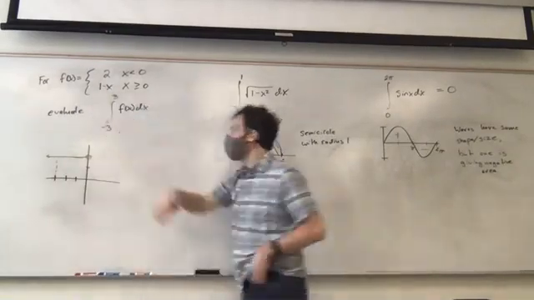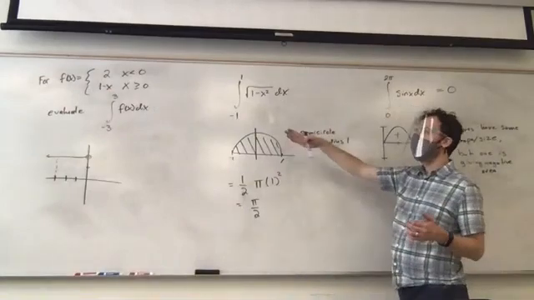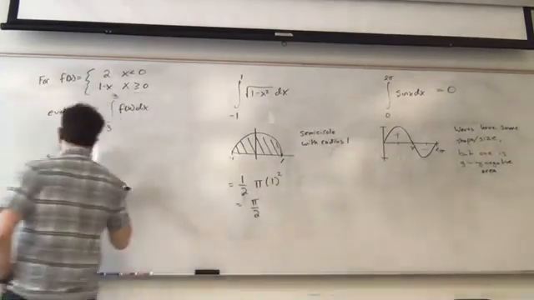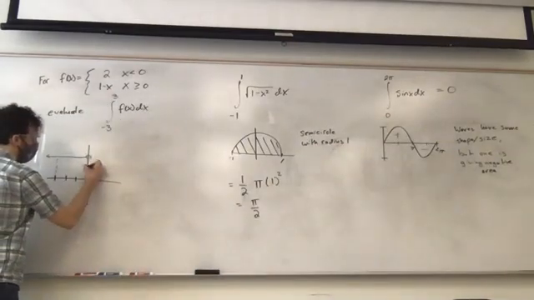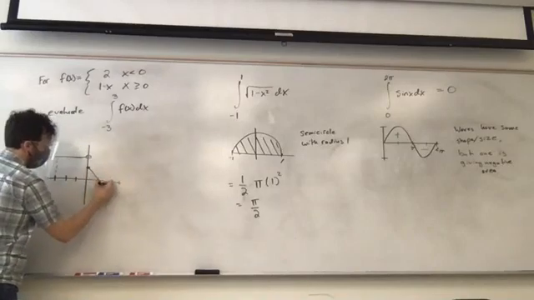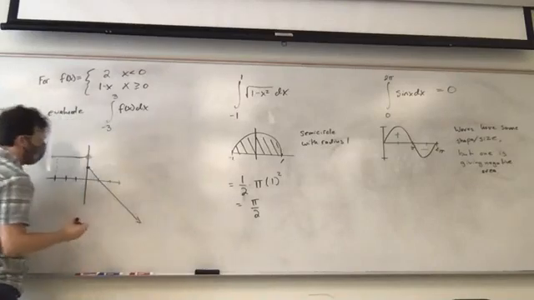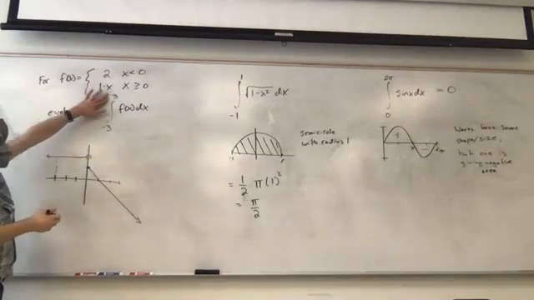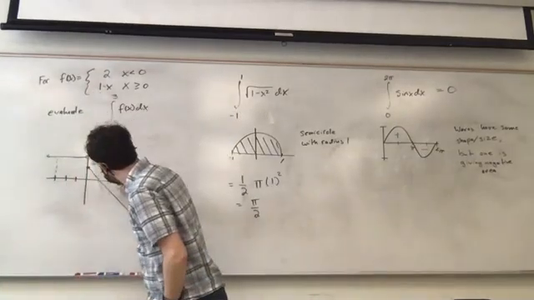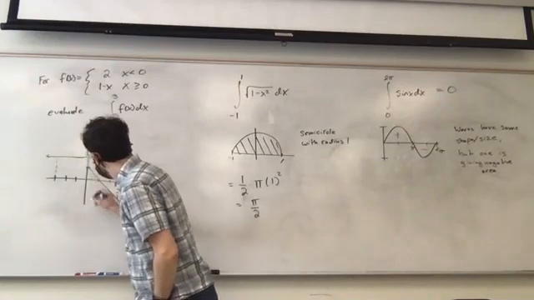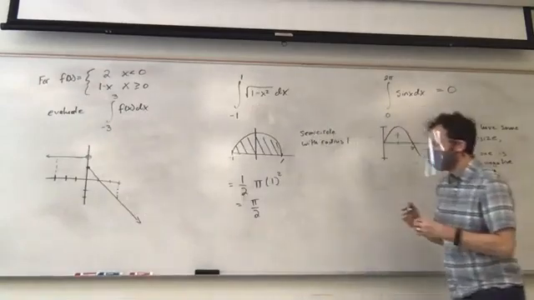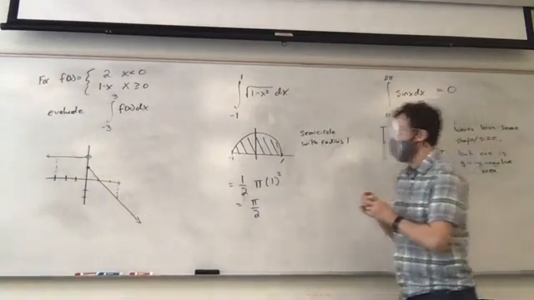1 minus x is a line that starts at 1 and goes down with slope 1. So it starts right here and goes down like this, but our upper limit of integration is 3, so we're stopping the area right there.